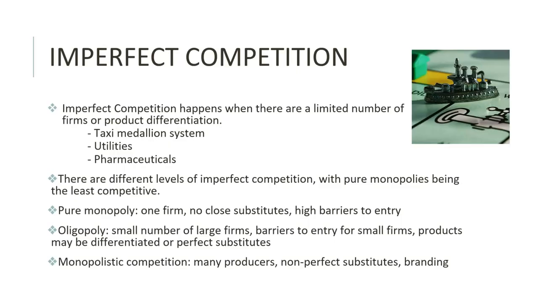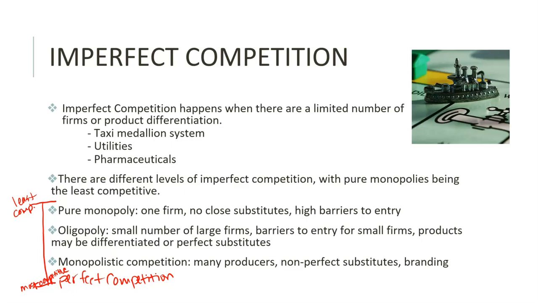And then monopolistic competition. This is probably the closest to perfect competition. So I'll put perfect competition down here. Perfect competition. And then here you see we have our spectrum right here. So pure monopoly is least competitive, and perfect competition is most competitive. And then monopolistic competition is a little bit less competitive. Oligopoly is a little bit less competitive, and then pure monopoly is not at all competitive.